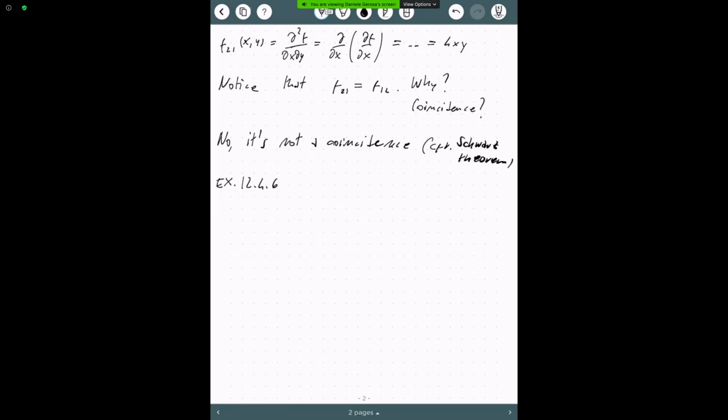The task is the same. We still want to compute the partial derivatives of second order of the given function. Now the given function is this. We have the logarithm of 1 plus sine of xy.